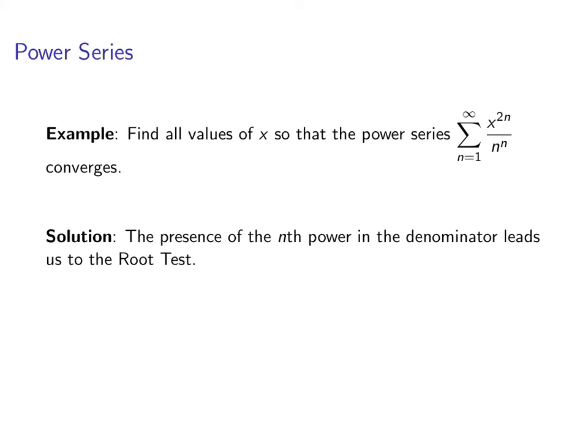All right, so let's show how we can use this. Let's find all values of x so that the power series, sum of x to the 2n over n to the n, converges. This is a power series that's centered at 0, so we know that it's going to converge at least at 0. When we see that nth power in the denominator, that n to the n, that leads us to think about the root test.